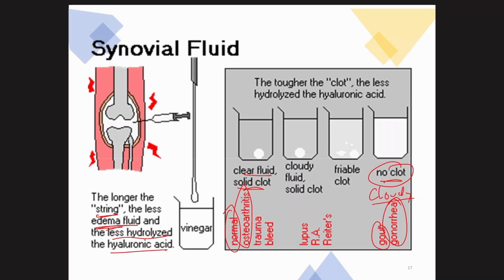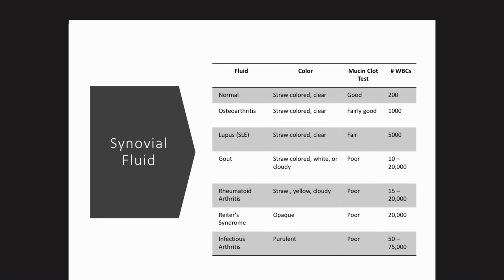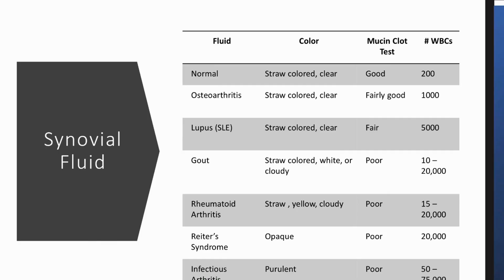So you have your extremes. Gout we'll deal with on the next section of this lecture on Thursday or Friday. So make sure you understand the far extremes, what happens when you put the synovial fluid in the vinegar. So you can see here with normal synovial fluid, good mucin clot test, which is what we're describing in the last section with the vinegar. White blood cells around 200. If I'm circling things, I want you to remember these ones.